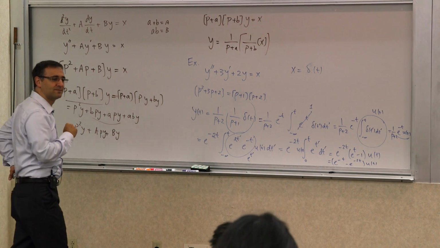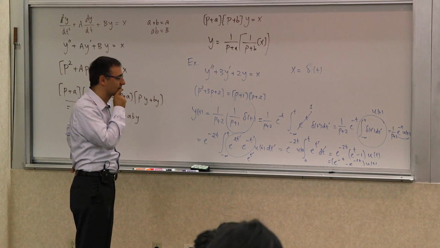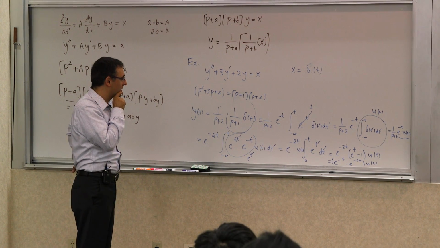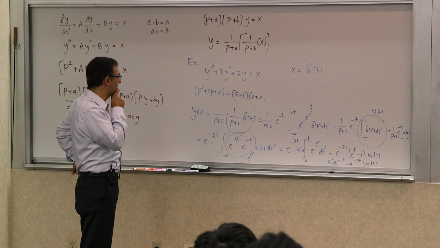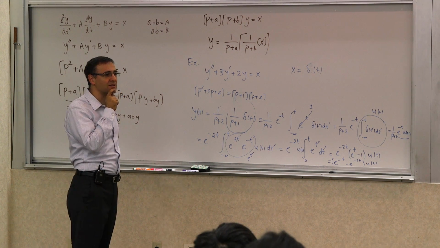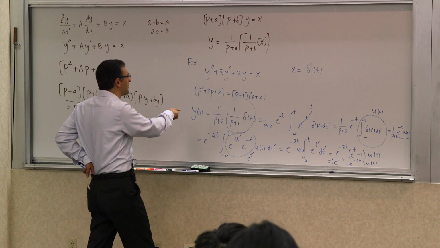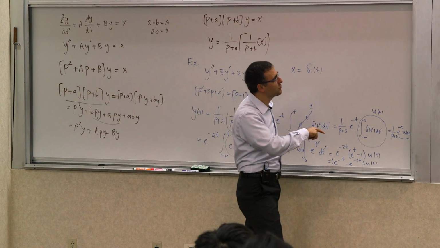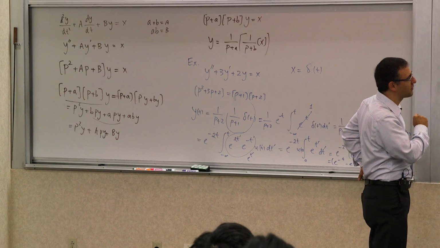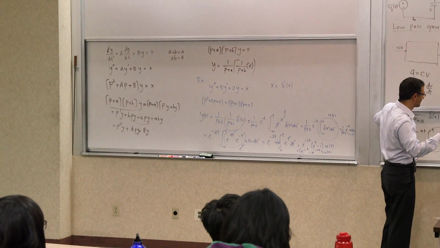Yes, Julie. If e to the negative t and e to the negative 2t correspond to p plus 1 and p plus 2, which are symmetric, why is one positive and one negative? Oh, I see. It really depends on the relative sizes of the responses they produce, because 1 over p plus 1 and 1 over p plus 2 produce responses that are not exactly scaled. Let's look at this here.